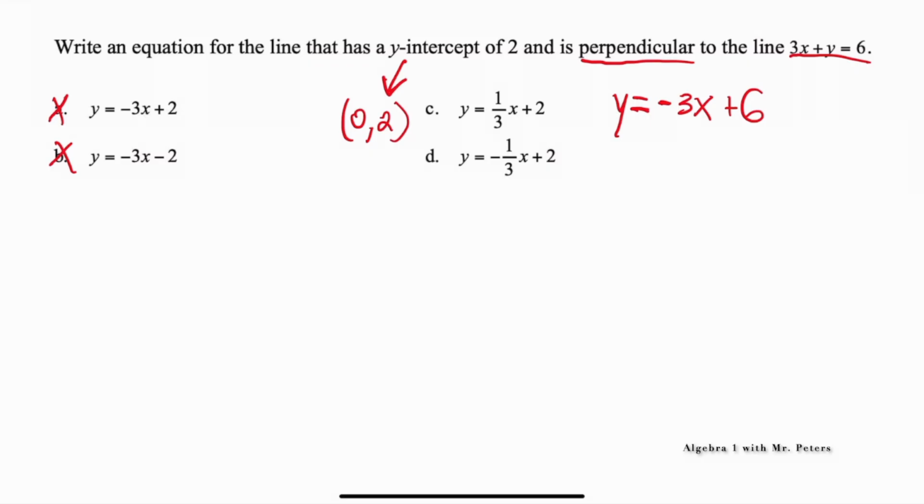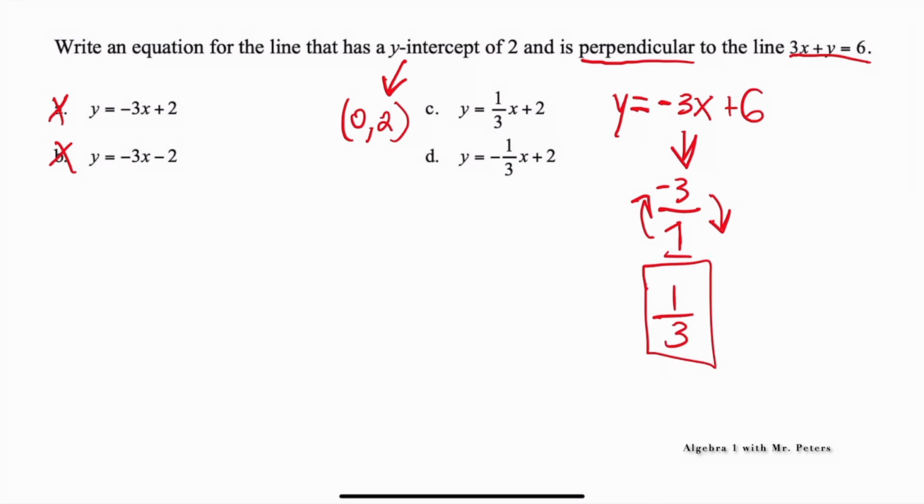Those are parallel slopes. If we wanted a perpendicular slope, we'll take -3, turn it into a fraction, and then we would flip it, right? So now it becomes +1/3, right? It's a negative reciprocal. So if it's negative, it now becomes positive.